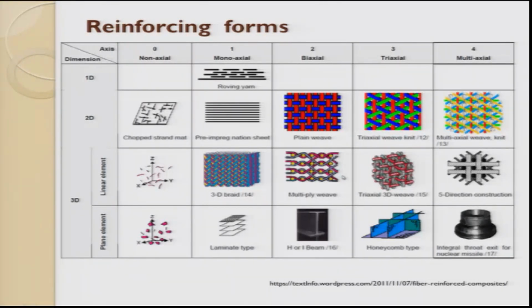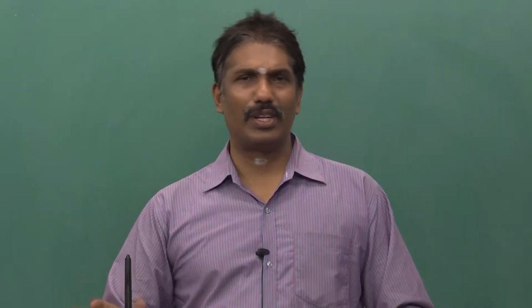So here there are some of the variants. You can see multiply weaves. You can also see triaxial 3D weaves. This is slightly complex. This one was 2D and now it is becoming 3D. Now you see 5-directional construction is also there. 5 directions means X, Y, Z, and then any 2 axis rotations: rotation about X, rotation about Y, or rotation about Z. These weavings are most focused towards products of very high strength. You can see here this is a linear element and you can also see plane elements.